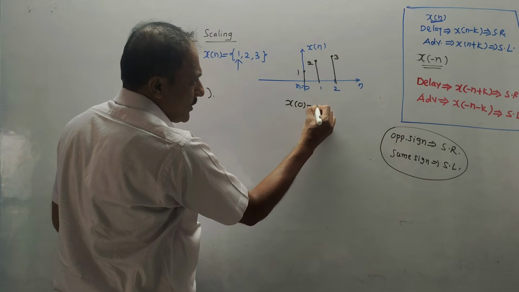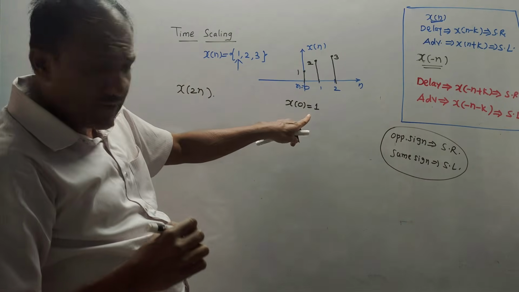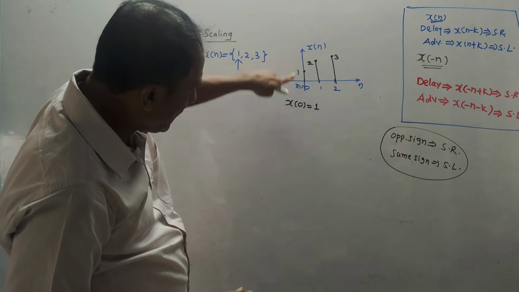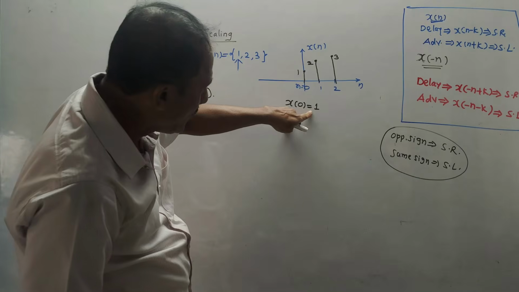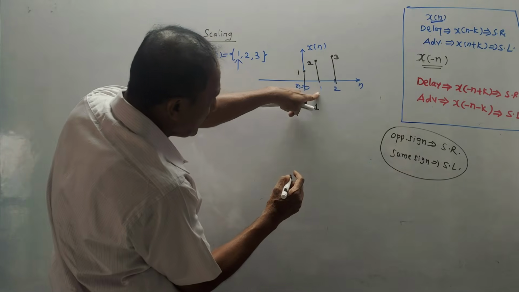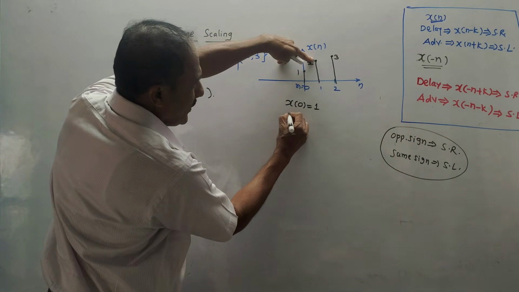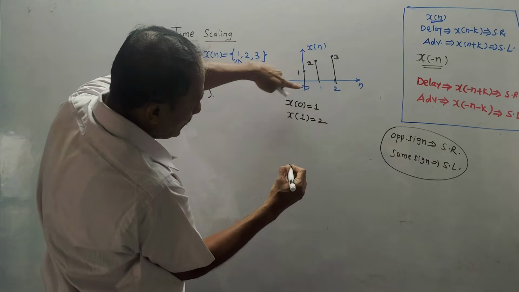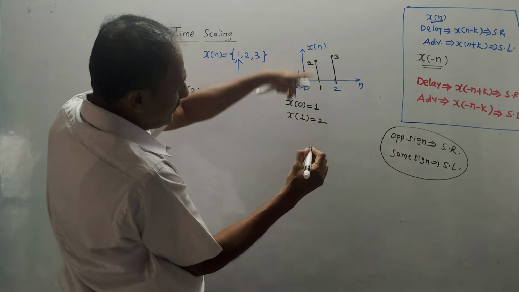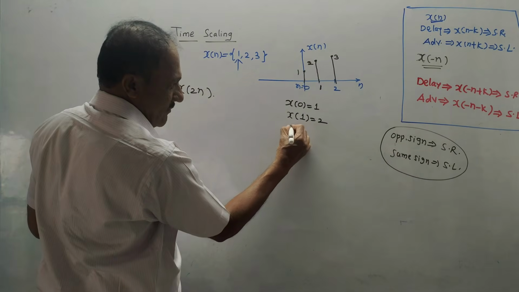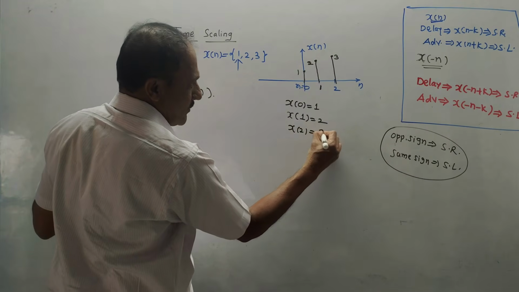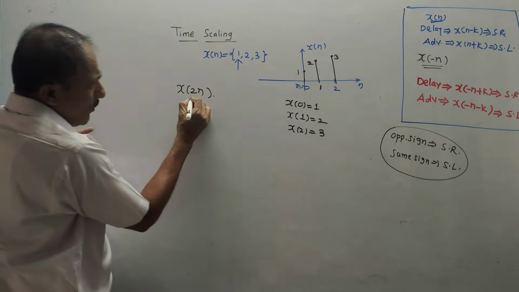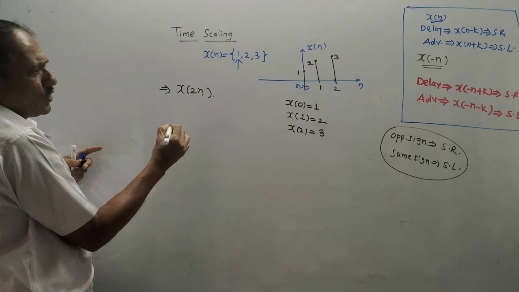x of 0 is equal to 1. How did I write this value? Because the value of x of n at n equal to 0 is 1. Next, at n equal to 1, the value of x of n is 2. It is expressed like this: x of 1 is equal to 2. Same way, x of 2 is equal to 3, because at 2 the value is 3. Now we want to perform this operation x of 2n.